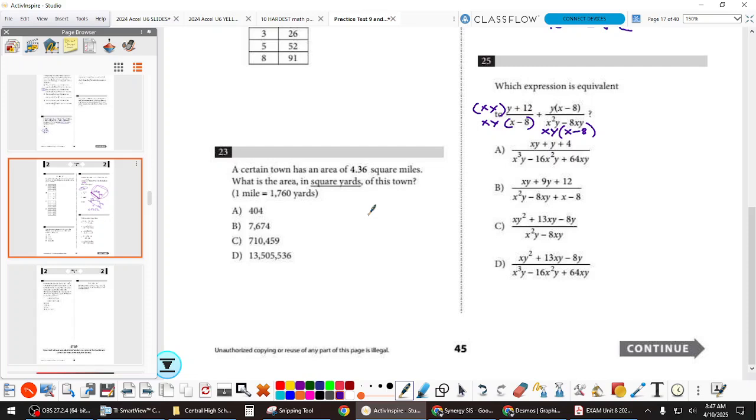Okay, so that side's fine. Then we'll go over here. We'll get xy squared plus 12xy plus xy minus 8y. That's the numerator. Everybody see where that came from? And then the denominator is xy times x minus 8. Okay, anything we can do in here? The xy and the xy. So we get xy squared and then 12xy and xy is 13xy.